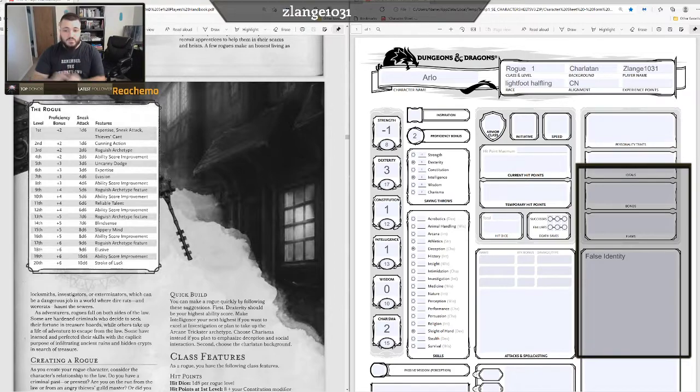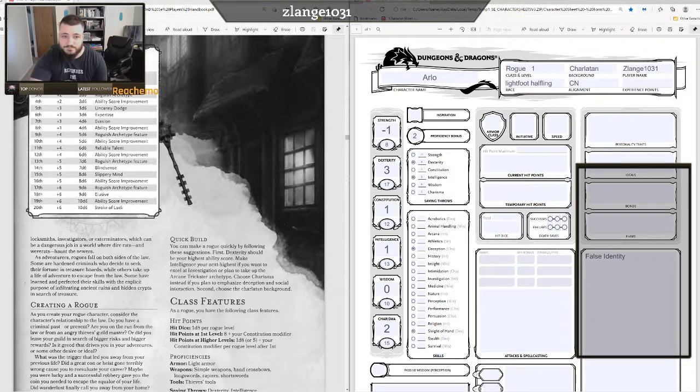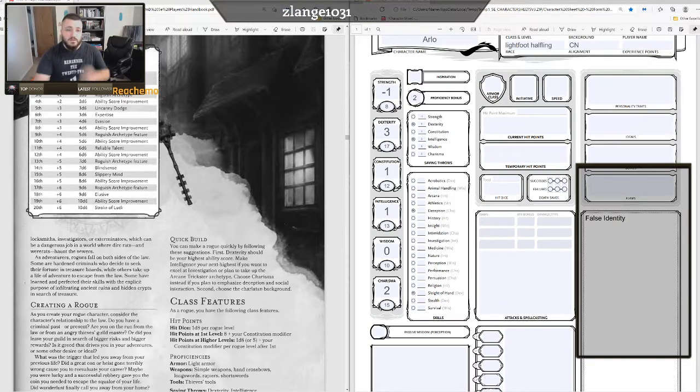Okay. Character sheet's coming along pretty well. Alright, so right now our proficiency bonus is a +2. We are level 1. And then we can go back over here, because right now we have new features from our level 1 rogue. We have expertise, sneak attack, and thieves' cant. So we shall write these down here.